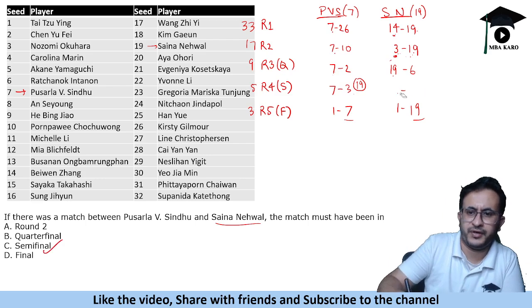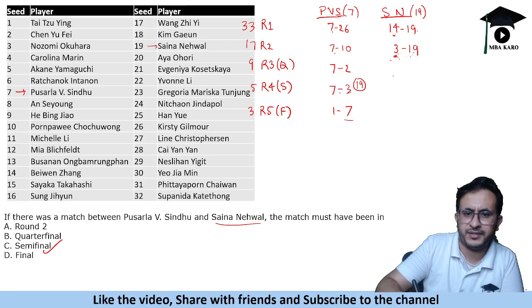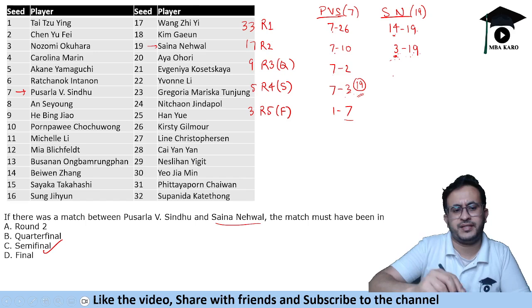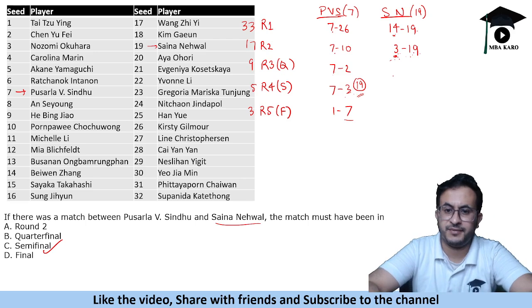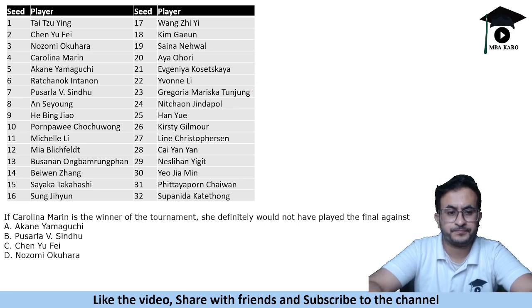So we do not have to find the complete trajectory, we just see that it is 19 versus 3 here, right? 19 versus 3, and we are seeing that PV Sindhu plays player 3 in the semi-final. So if 19 beats 3, 19 will be this player playing in the semi-final. So the answer is semi-final.